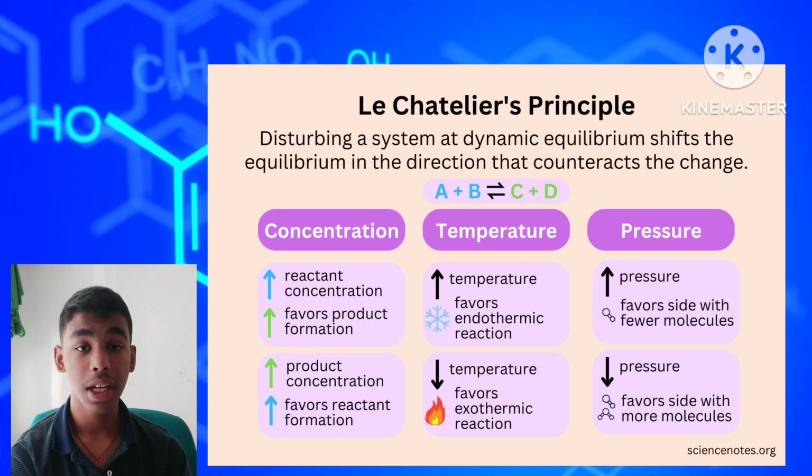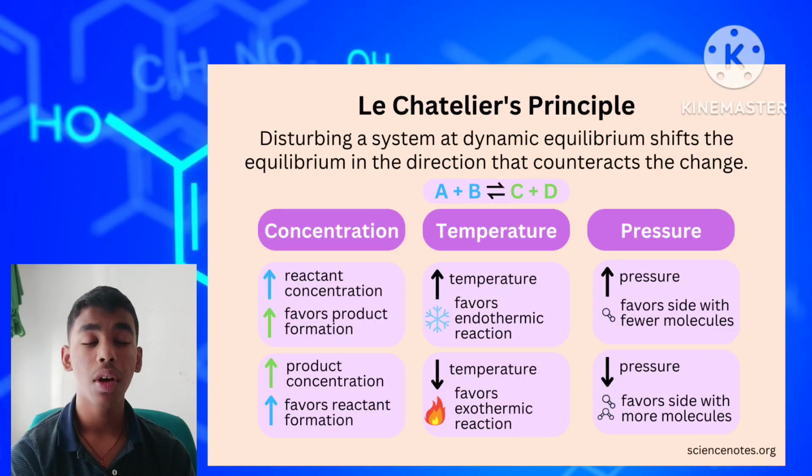So what if they ask in terms of volume? If the volume is increased, then what will you do? If the volume is increased, then the pressure will be decreased. From volume, you can find out the pressure, and from pressure, you can find out how the equilibrium changes. So let's see how it changes with respect to temperature.